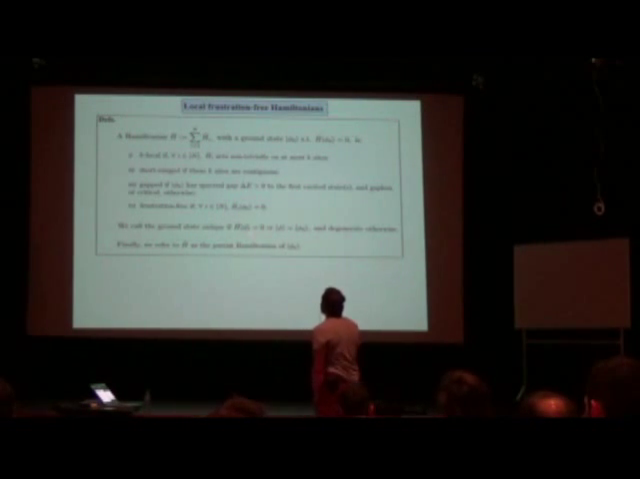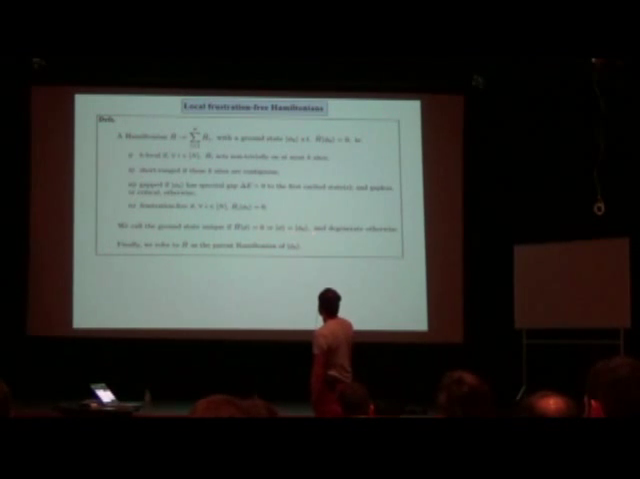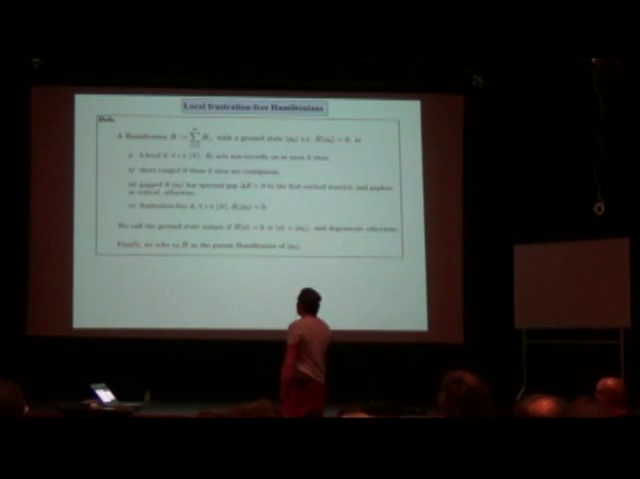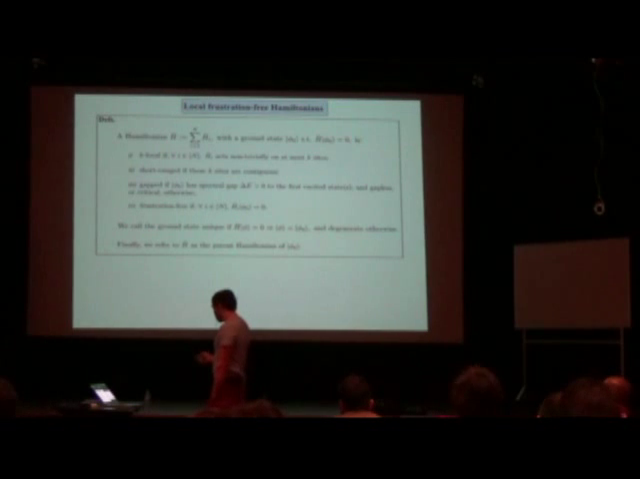And we say that the ground state is unique if it's unique. So if the fact that it's the ground state implies that, if there's any state that has energy zero, then it has to be phi zero. And it's degenerate if there are at least two or more ground states. And finally, we refer to H as the parent Hamiltonian of phi zero.